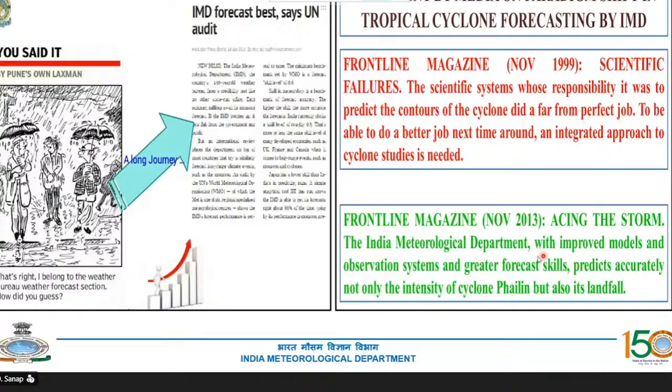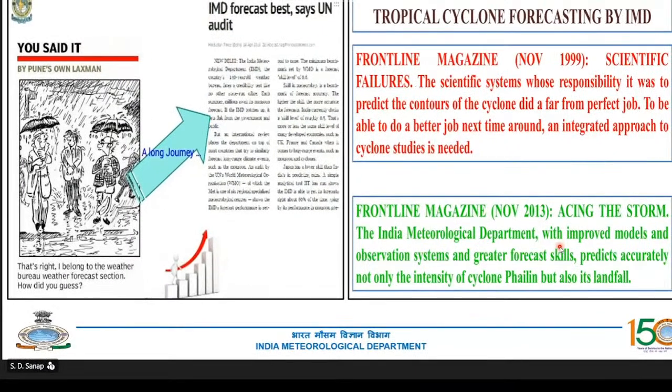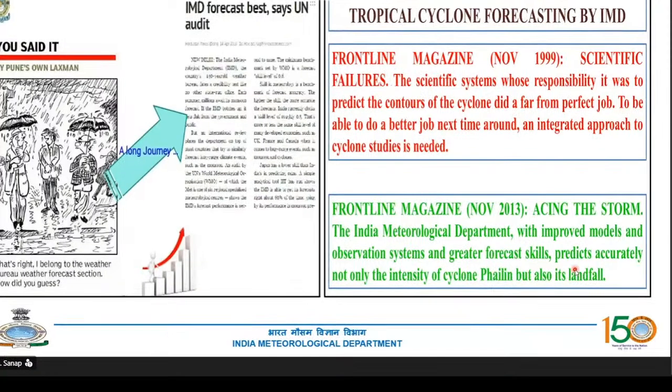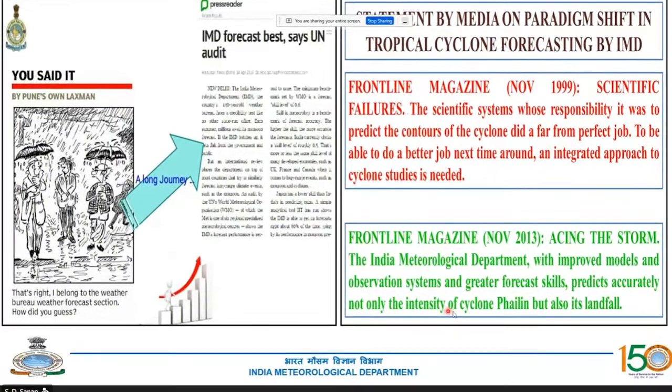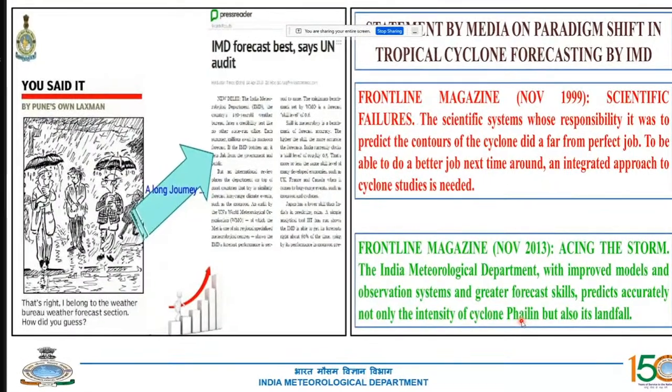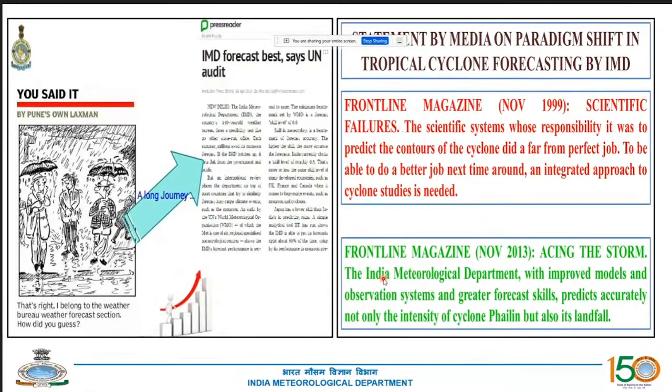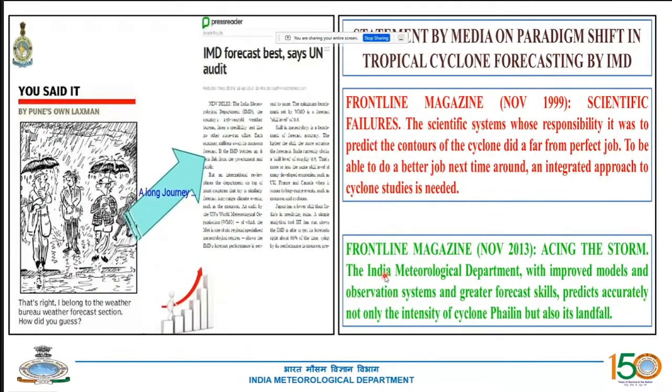They said that with the India Meteorological Department, the improved models and observation system, and greater forecast skills, they predict accurately not only the intensity of the cyclone but also its landfall. And this paradigm shift has only happened because of the recent developments in all spheres.